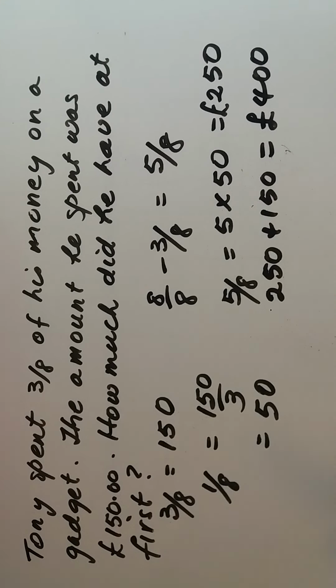We don't use algebra here, we just use the concept of fractions. If he spent 3/8 of it, he has 5/8 remaining. To find 1/8, we've just divided 150 by 3, and we're able to find 5/8, which we know he had £250 remaining. And if he spent 150, then the sum of 250 and 150 gives us the amount he started with in the first place.